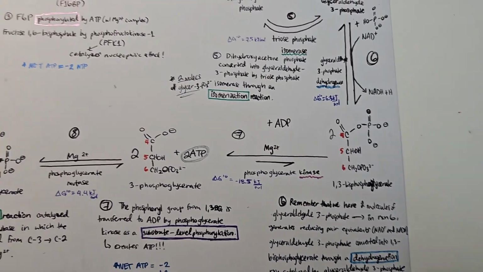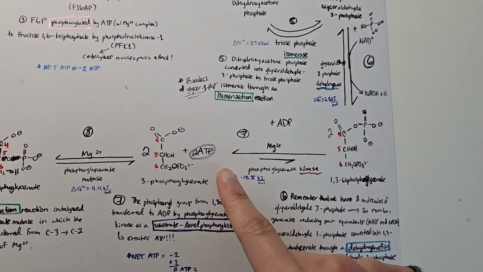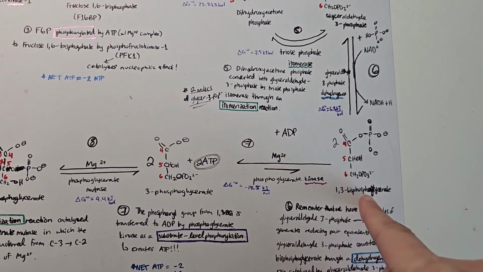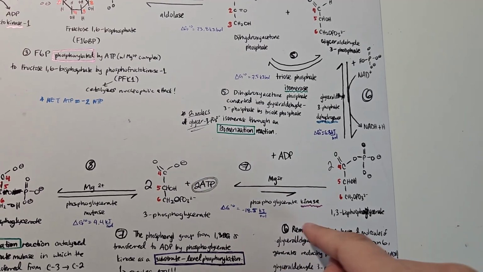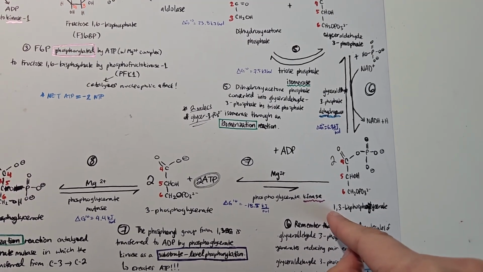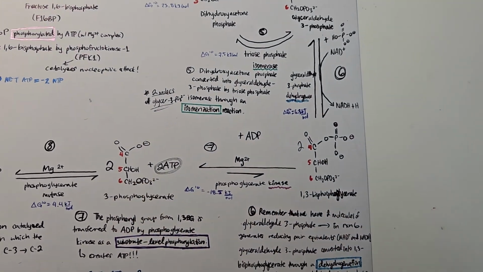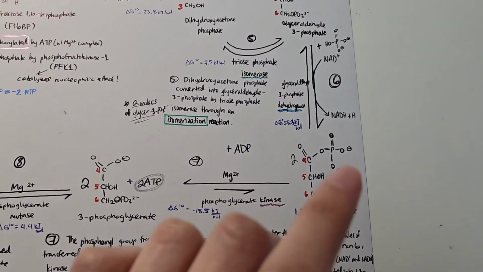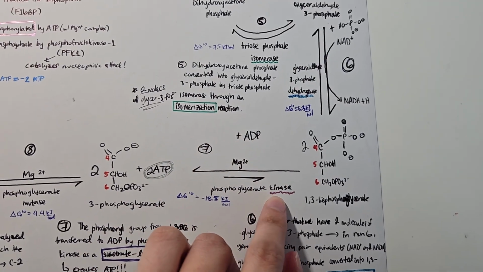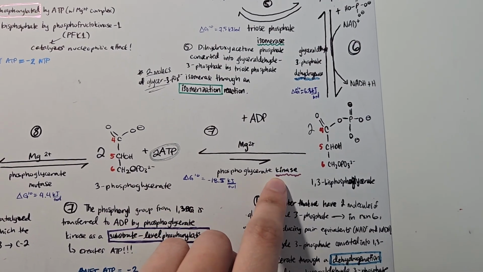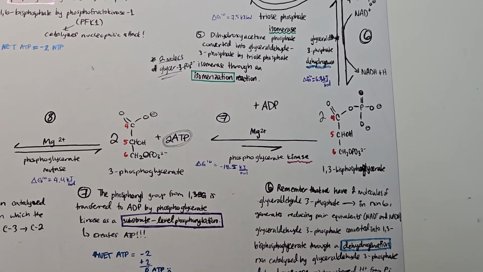Okay, so for reaction 7, we are going to move from 1,3-bisphosphoglycerate into 3-phosphoglycerate. This is done, surprisingly, by a kinase enzyme. At first, when I saw this reaction, I thought maybe we were going to put in a phosphatase enzyme. But because we're doing a kinase enzyme, at this step we are going to generate a molecule of ATP, and this is done through substrate level phosphorylation. So this reaction is a substrate level phosphorylation.